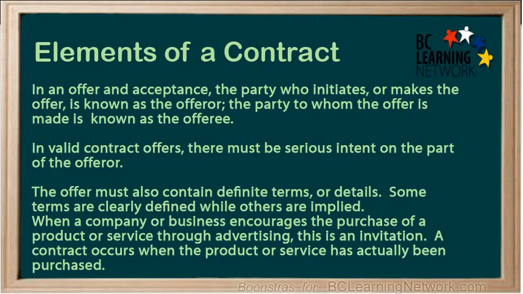In an offer and acceptance, the party who initiates or makes the offer is known as the offeror. The party to whom the offer is made is known as the offeree. In a valid contract, there must be a serious intent on the part of the offerer. The offer must also contain definite terms or details. Some terms are clearly defined while others are implied.